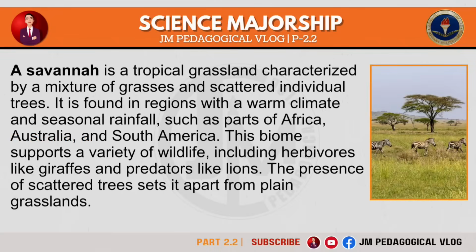A savanna is a tropical grassland characterized by a mixture of grasses and scattered individual trees. It is found in regions with a warm climate and seasonal rainfall, such as parts of Africa, Australia, and South America. This biome supports a variety of wildlife, including herbivores like giraffes and predators like lions. The presence of scattered trees sets it apart from plain grasslands.